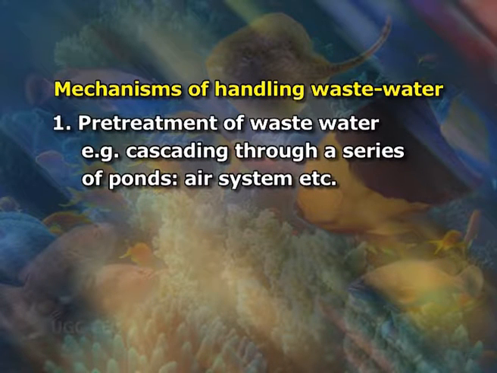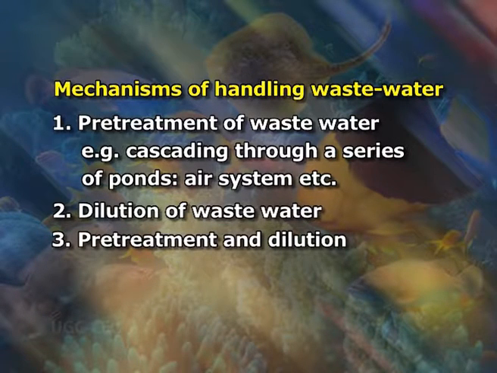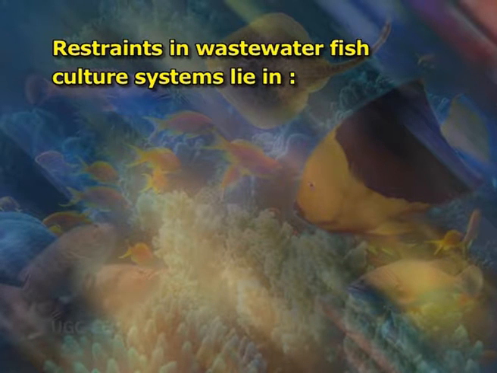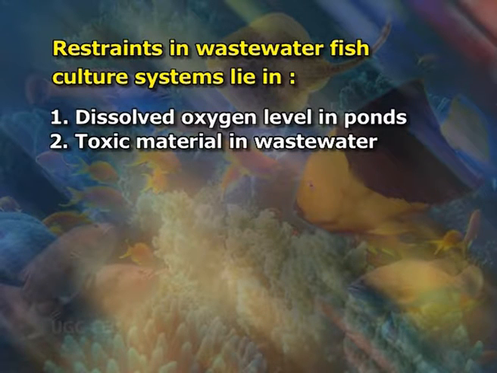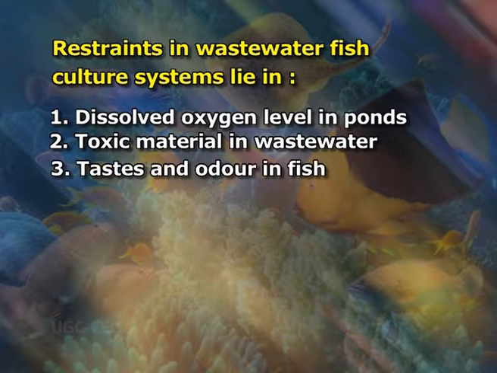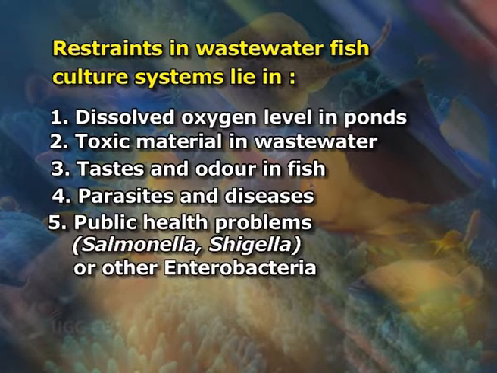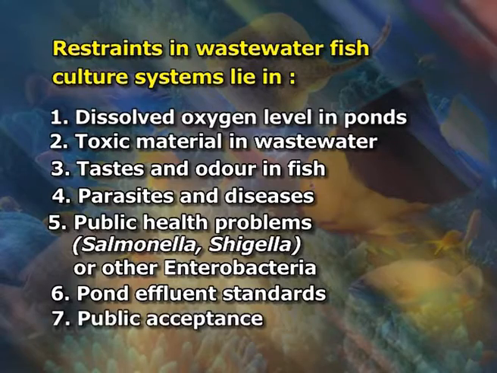Pretreatment of wastewater, example cascading through a series of ponds, air systems, etc., dilution of wastewater, pretreatment and dilution, no treatment of wastewater. Restraints in wastewater fish culture systems lie in dissolved oxygen levels in ponds, toxic materials in wastewater, tastes and odor in fish, parasites and diseases, public health problems, example Salmonella, Shigella or other enterobacteria, pond effluent standards and public acceptance.